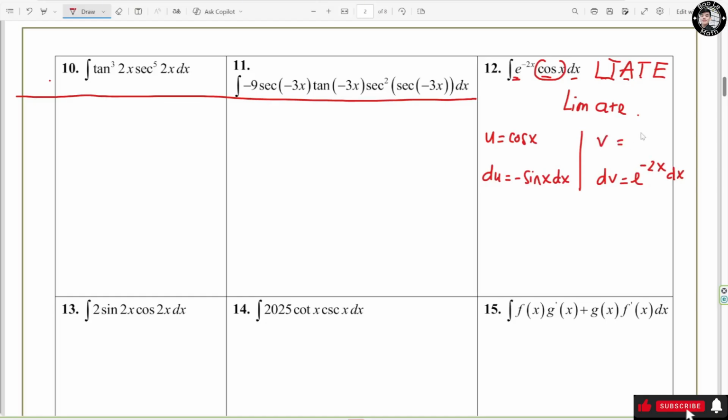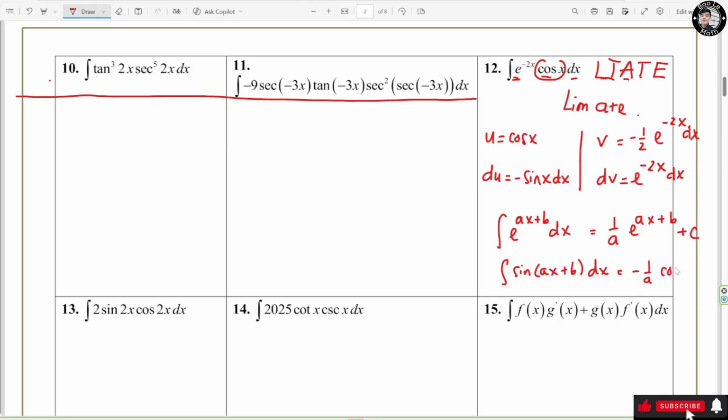Then v equals negative 1/2 e to the negative 2s. Remember, you have the antiderivative of e to the as plus b ds is 1 over a e to the as plus b plus c. Similarly, you have sine of as plus b ds is negative 1 over a cosine of as plus b plus c, right? For cosine, you do exactly the same thing, right? So remember, I have the antiderivative of u dv equals u times v minus the antiderivative of v du, right? So keep that in mind.